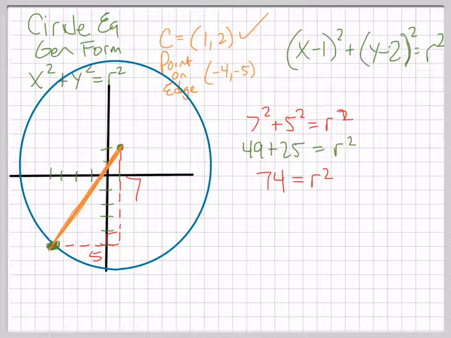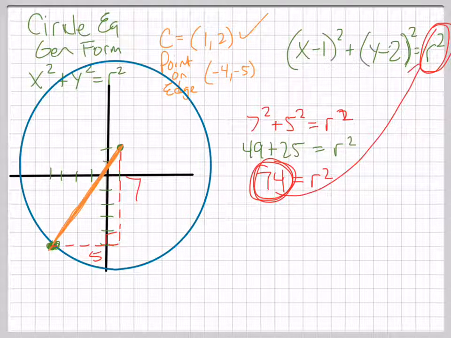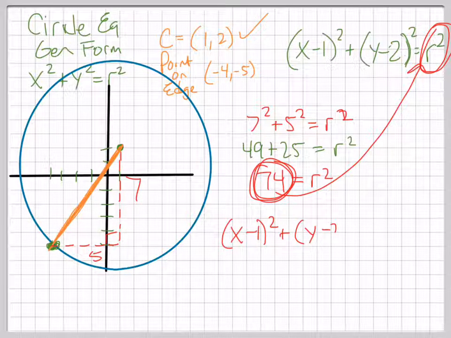Now you might say, don't we need the square root for the radius? No, pay attention. For the equation of a circle, we need r squared. Did I just find r squared? Yes, it's 74. So plug that straight in right there. This gives me (x minus 1) squared plus (y minus 2) squared equals 74, because 74 is r squared. So that is how you write the equation of the circle in general form when you're given the center and a point on the edge.